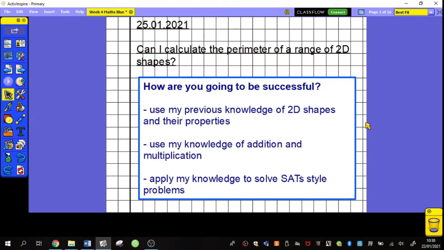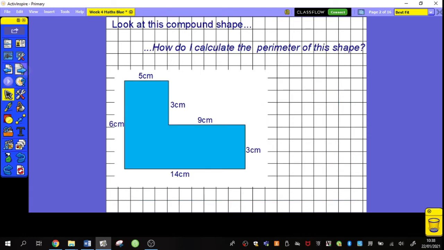Today we're going to be calculating the perimeter of a range of 2D shapes. To be successful you'll need to use your previous knowledge of 2D shapes and their properties, use your knowledge of addition and multiplication, and you're going to apply your knowledge to solve some problems. So we're going to be looking at compound shapes. Compound shapes is just a fancy word for a shape that can be made up of more than one other.